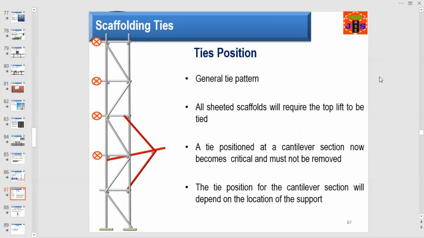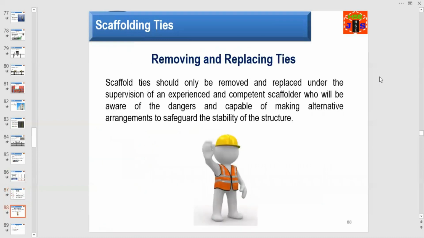General tie pattern. All sheeted scaffolds will require the top lift to be tied. A tie position at a cantilever section now becomes critical and must not be removed. The tie position for the cantilever section will depend on the location of the support.